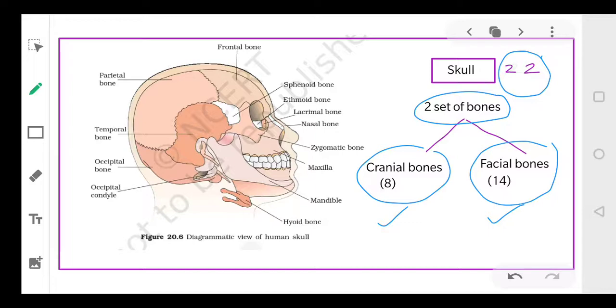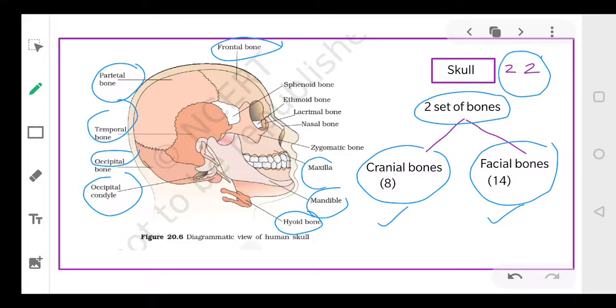Is it clear to everyone? Just look at your bones which are there. You can look at here. You have a frontal bone, parietal bone, temporal bone, occipital bone, occipital condyle, hyoid bone, mandible, maxilla, zygomatic bone, nasal bone, lacrimal bone, ethmoid bone, sphenoid bone.